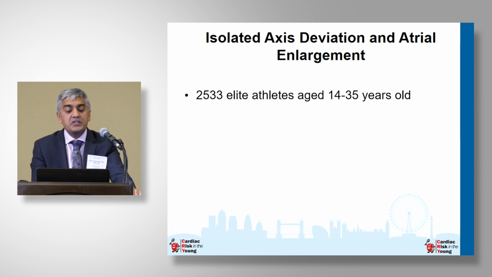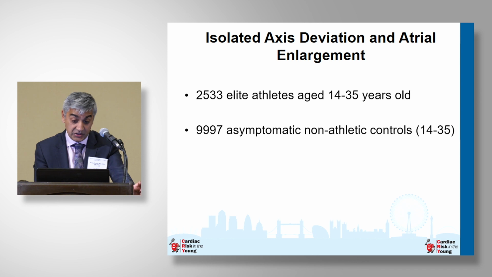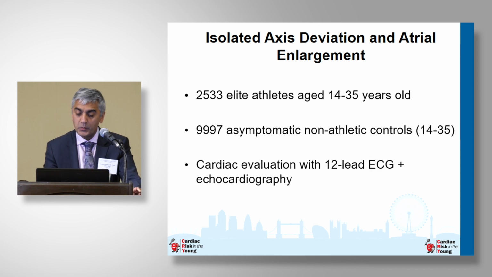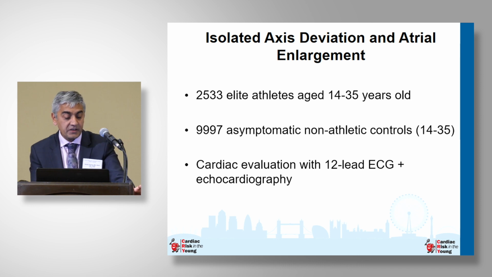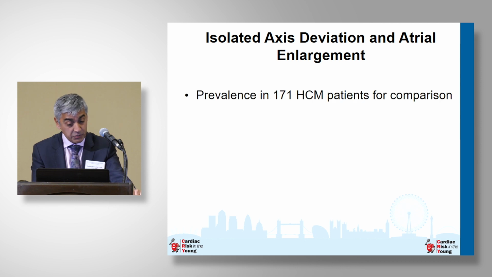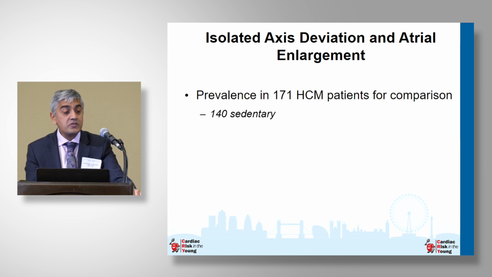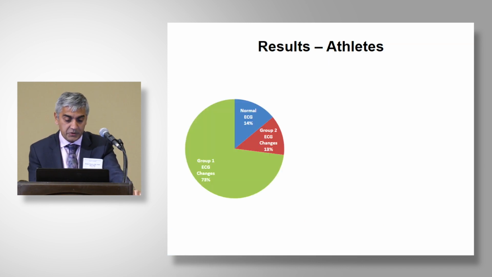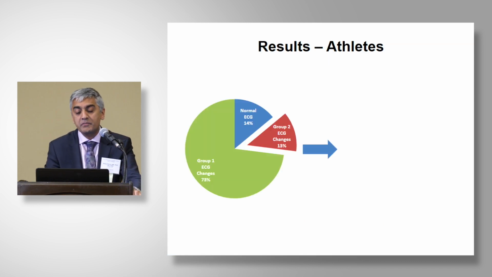We looked at nearly 2,550 elite athletes and nearly 10,000 asymptomatic non-elite athletes, and all the athletes underwent 12-lead ECG and echocardiography. Of the non-athletes, anyone with axis deviation and atrial enlargement was subject to echocardiography. We also looked at 171 individuals with hypertrophic cardiomyopathy, of which 140 were sedentary, and 31 were asymptomatic athletes with hypertrophic cardiomyopathy. And this is what we found.